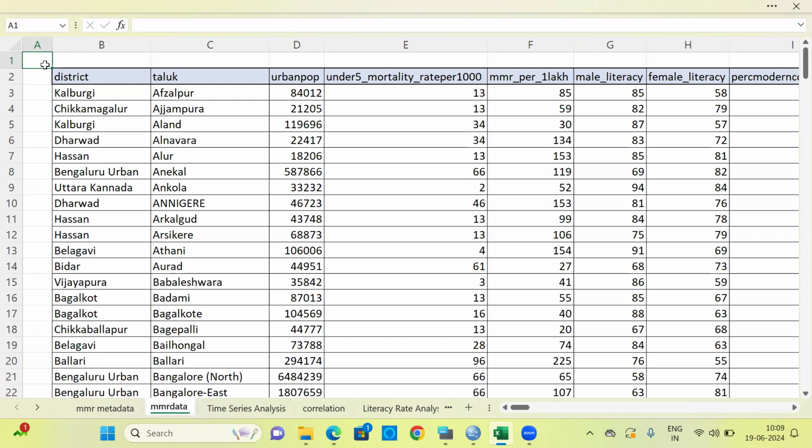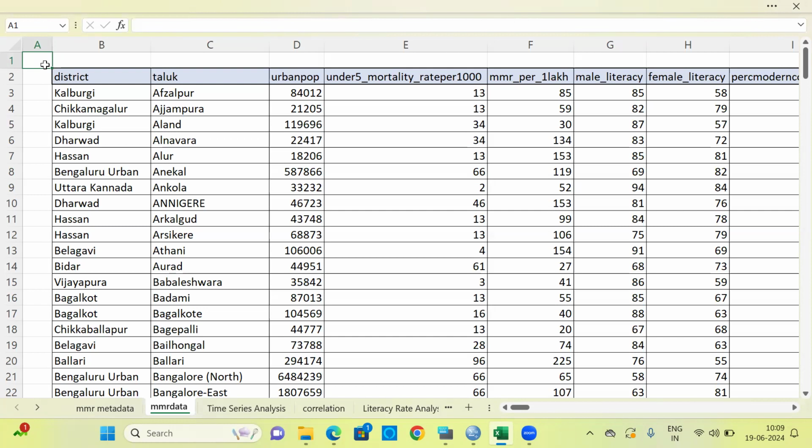Let's now talk about what are the SDG targets set by United Nations. The SDG 3.1 aims to reduce the global maternal mortality ratio to less than 70 per 1 lakh. I repeat, to less than 70 per 1 lakh live births by 2030.